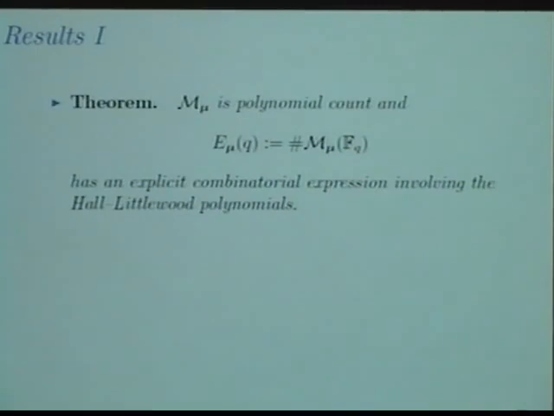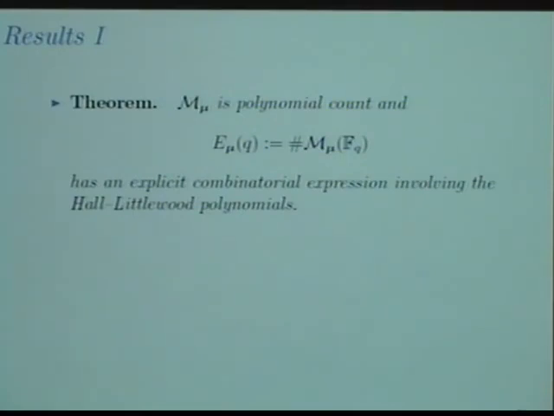So what we can prove, and here I'm condensing about 50 pages of calculations that I purposely decided not to try to present, and I hope you're grateful for it: the variety M mu hat is polynomial count. I'll come back to that in a second. If I call the polynomial that does the counting E, that has an explicit combinatorial expression involving something called the Hall-Littlewood polynomials of symmetric function theory. I will come back to this and elaborate a bit more as to what all of this means.